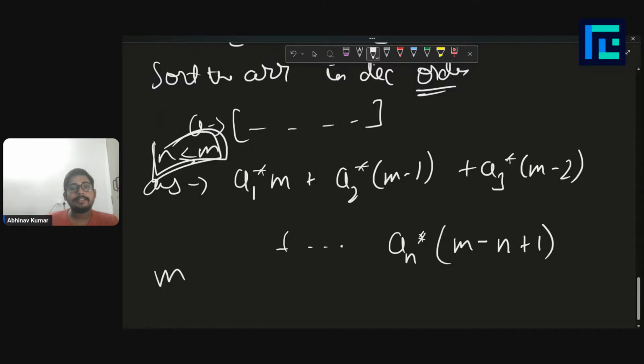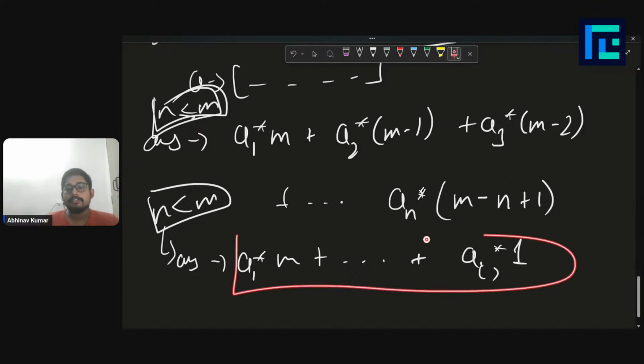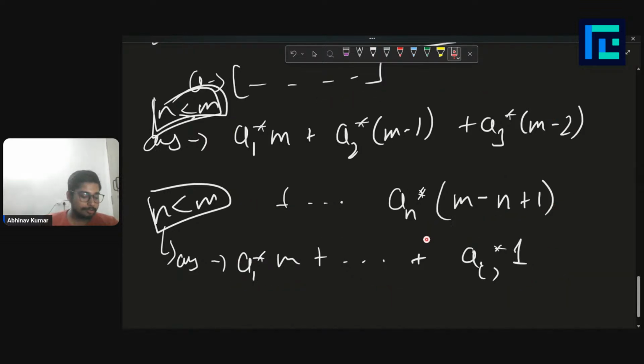And if n is greater than m, then you can go to only the greatest m values. The remaining would remain. So this would add up until m becomes 1, at whatever index you go. So this would basically be your answer. I hope you understood.